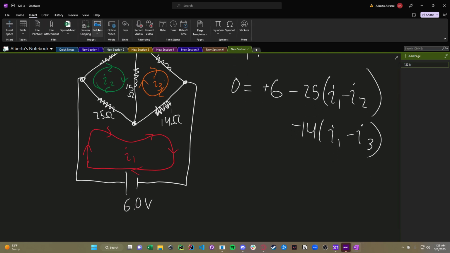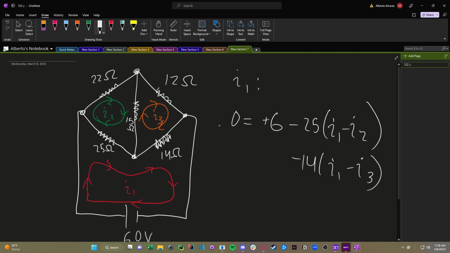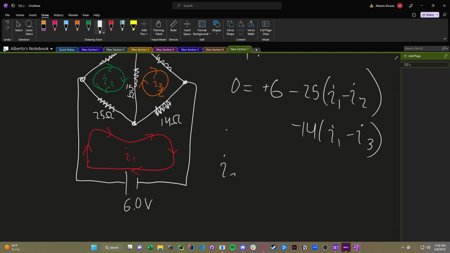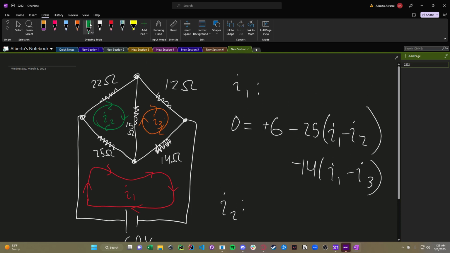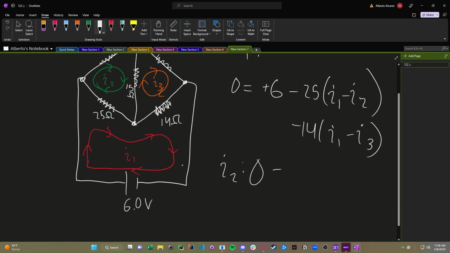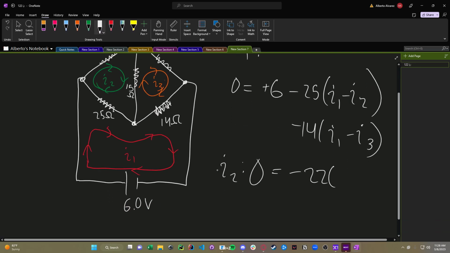Okay, now for the I2 loop, say I start from, I don't know, any vertex, this one. I'm going to pass through the 22 ohm resistor. Now the 22 ohm resistor, you can see that it only has I2 acting on it. There's no current going with or against I2. So the current going through it is just I2. So minus 22 I2.